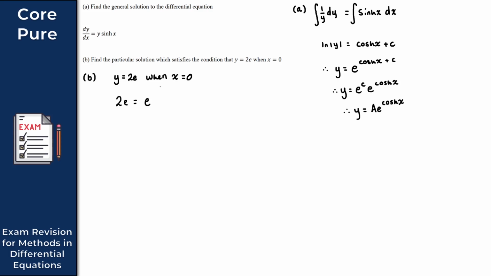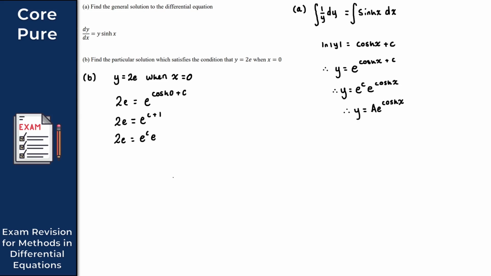So I get e to the power of cos 0, because x is equal to 0 here. So e to the cos 0 plus c. Okay. Now cos 0 is just 1. So what I've got here is 2e is equal to e to the power of c plus 1. Again, what we can do here is just use the basic laws of indices. So 2e is equal to e to the c times e.